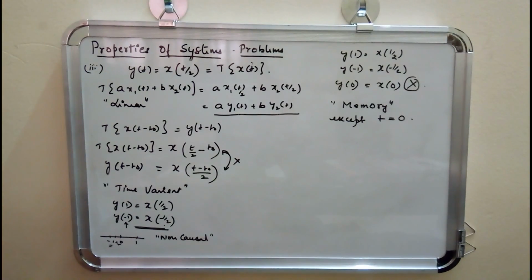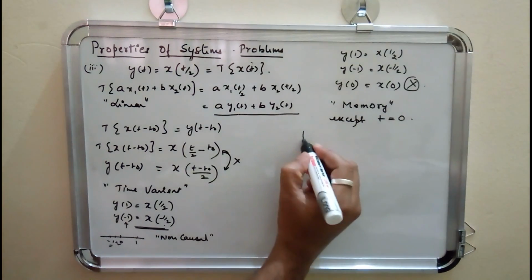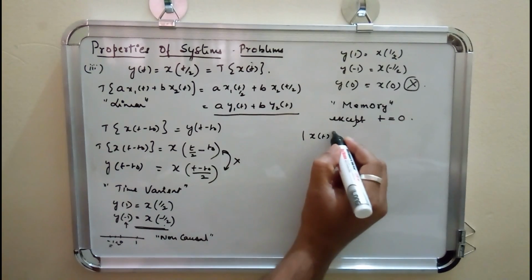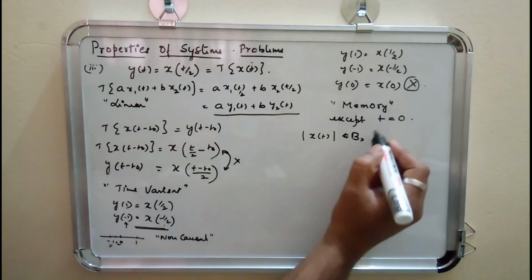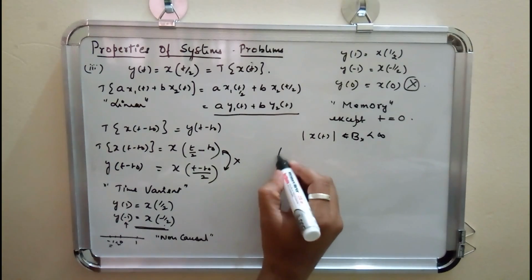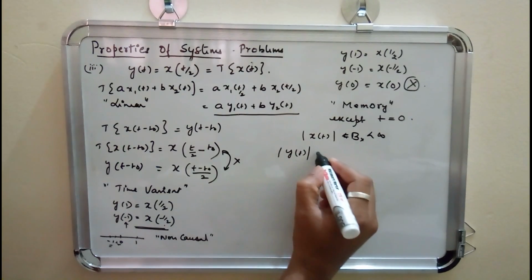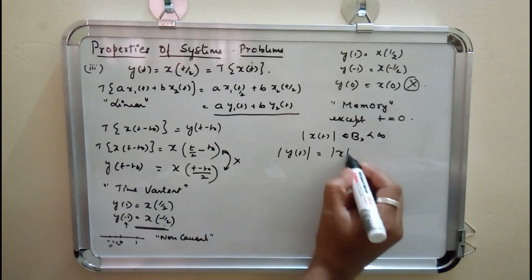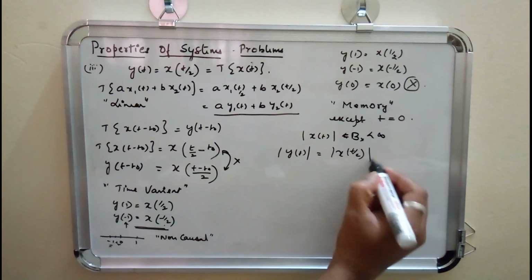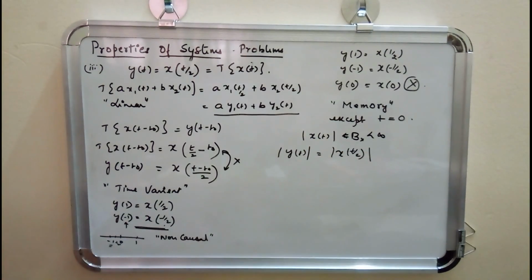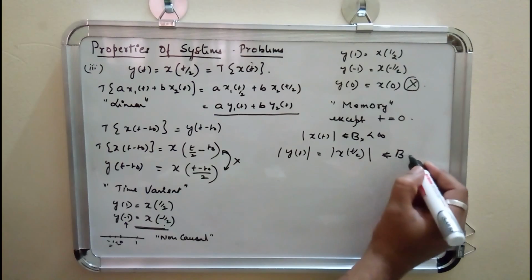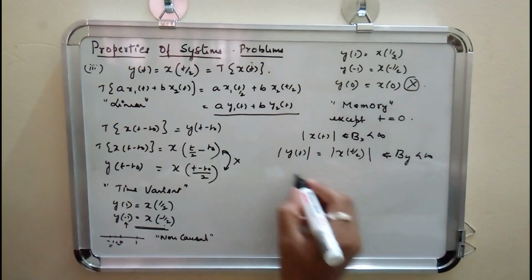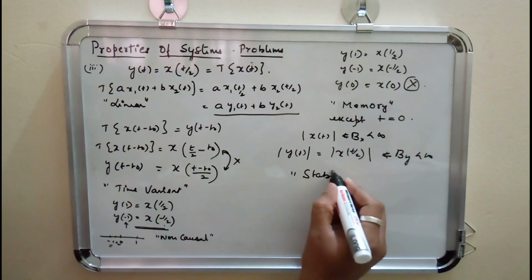The last one is stability. We take the input as bounded: modulus of x of t is equal to some Bx, which is less than infinity. Now we check whether the output is bounded. Modulus of y of t is modulus of x of t by 2. Since x of t is bounded, and x of t by 2 is the expanded version of x of t, it will also be bounded by some By, which is less than infinity. Hence the system here is stable.